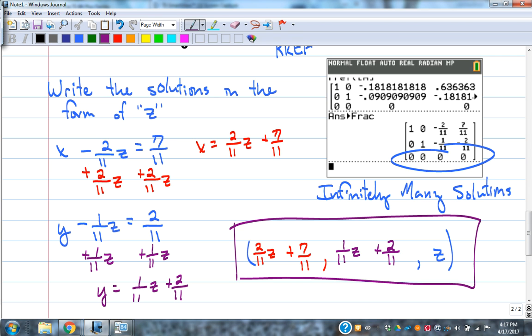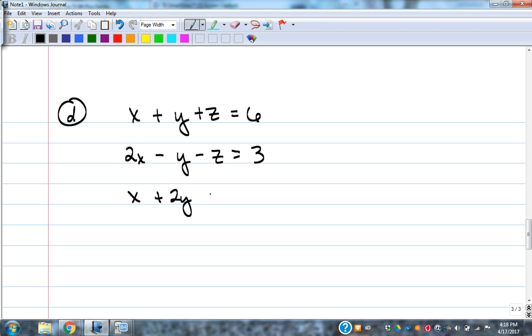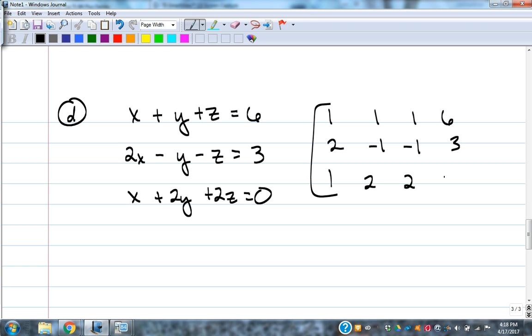All right, so let's look at another problem. Let's say we had this system, x plus y plus z equals 6, 2x minus y minus z is equal to 3, and then x plus 2y plus 2z equals 0. Okay. I'm using 3 variable systems because they're more complex, a little harder to do than 2 variable systems. 2 variable systems, you'd only have one equation that you'd even have to work with on the infinite number of solutions here. So with a 3 variable system, let's put this into a matrix. 1, 1, 1, 6, 2, negative 1, negative 1, 3, 1, 2, 2, 0.